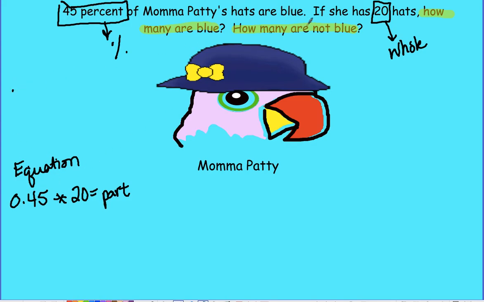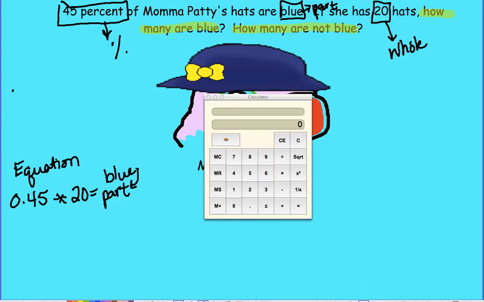So 45% of her 20 hats are blue, which is our part. Okay, so you can even look at this and say that's the part, blue hats. So if you go through and you multiply this, and we can do it using a calculator to go a little bit faster, 45 hundredths times 20 equals 9. So I know 9 hats are blue. And then I know 20 minus 9 is 11, so 11 hats are not blue.